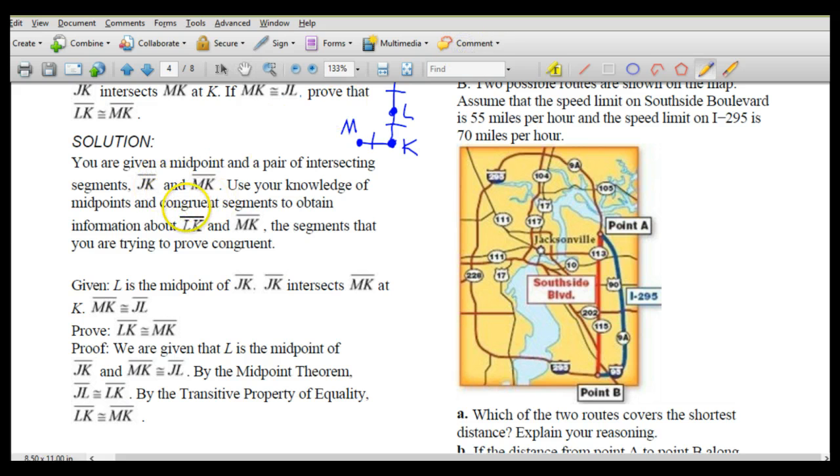So at this time, you have one proof in your assignment that you need to do, which is on page 131, and it is number 30.